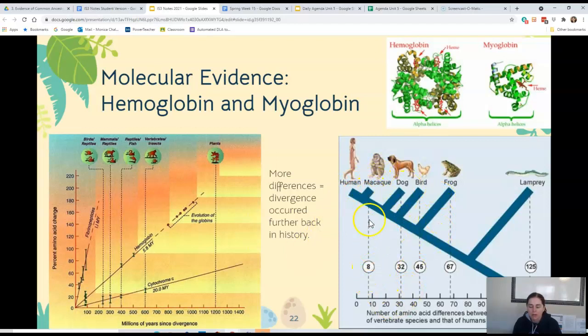Okay, so we have humans and macaws and dogs and birds, and we go back. A human and a macaw have only 8 amino acid differences, which is in your proteins. Remember, amino acids make up proteins. There are 32 between humans and dogs, 45 between humans and birds. So these have split off longer ago. We have had more time to develop as our own separate species.